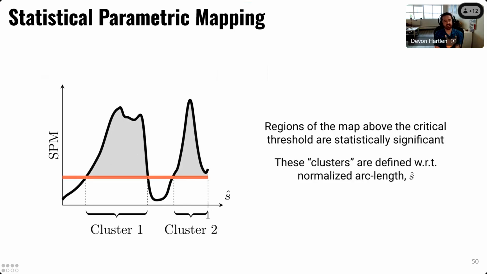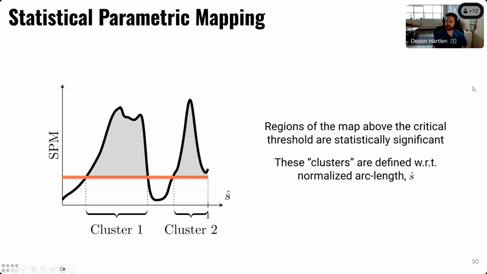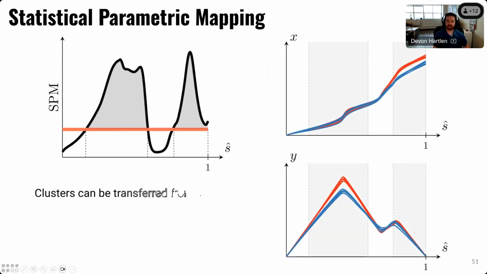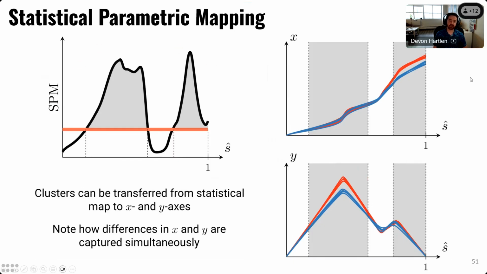And these are known as clusters of significance, defined with respect to normalized arc length. We can take our arc length and apply it to our X and Y data, shown here, defined with respect to normalized arc length. And we're capturing differences in the x-axis and the y-axis simultaneously from a single statistical map shown in the upper left-hand corner.